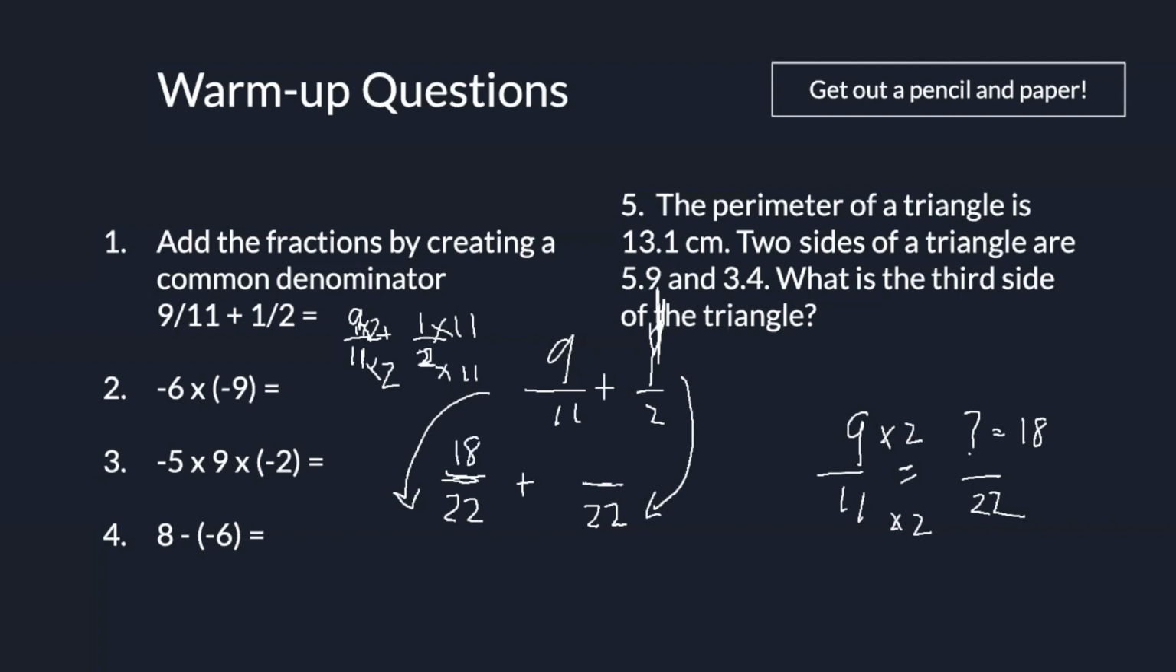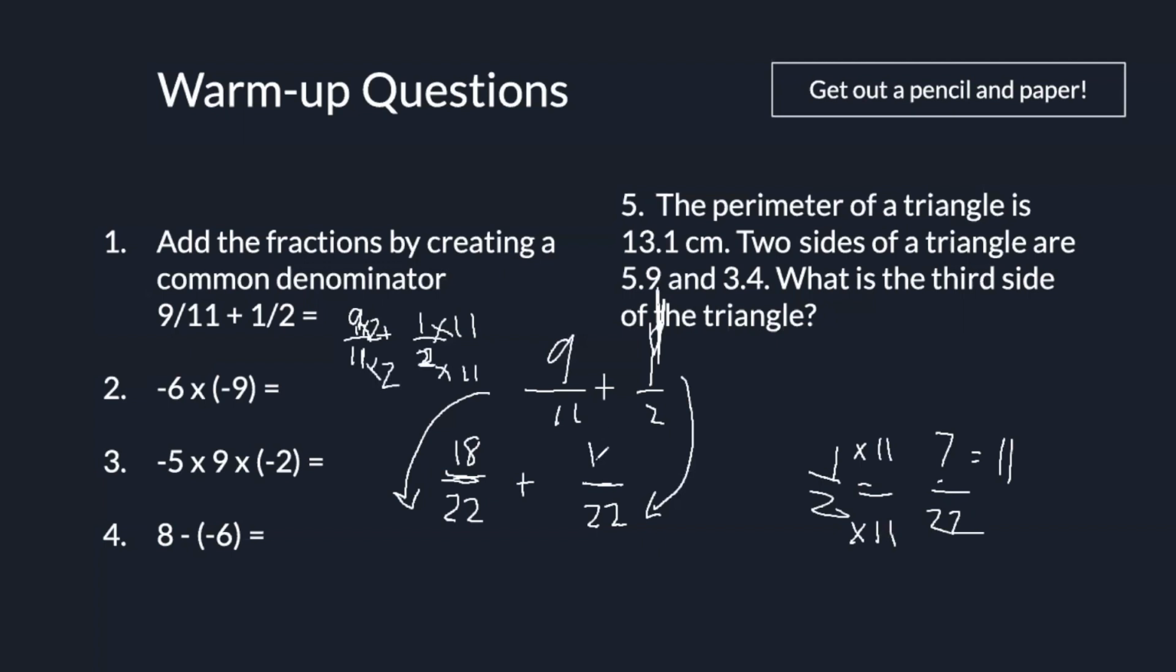Now we do the same thing for 1/2. We also need to convert that into something over 22. So 1/2 equals question mark over 22, right? This time we multiply by 11. To get from 2 to 22, we multiply by 11, and then we must do the same thing on the top. So 1 times 11 is 11. Now, remember, as the denominators are the same, we can just add straight across, and it'll be 29 over 22. So is that a bit more clear now on how we do this?